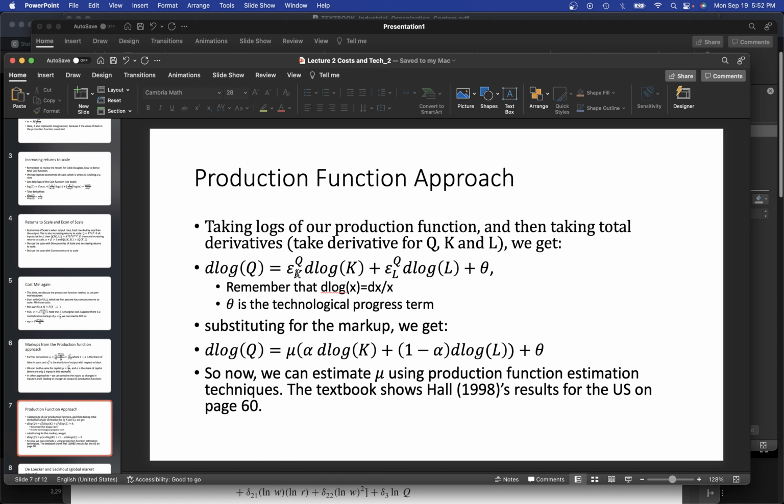So now you can estimate mu using estimation techniques, for example a regression. The textbook shows Hall's 1988 results for the US. Hall was able to measure mu, the markup, which is this multiplicative ratio between price and marginal cost for the United States. I'm happy to say that I'm continuing to use this technique for the Philippines, and hopefully when it becomes a working paper, I can share it with everyone.